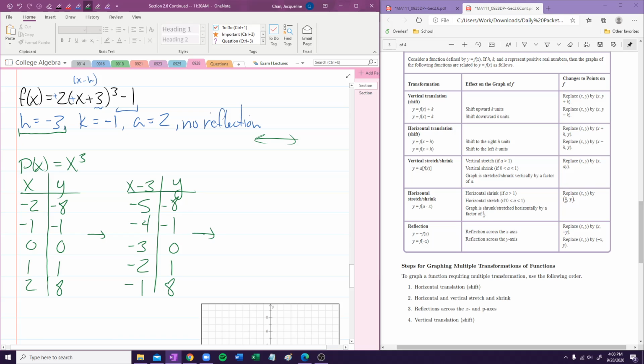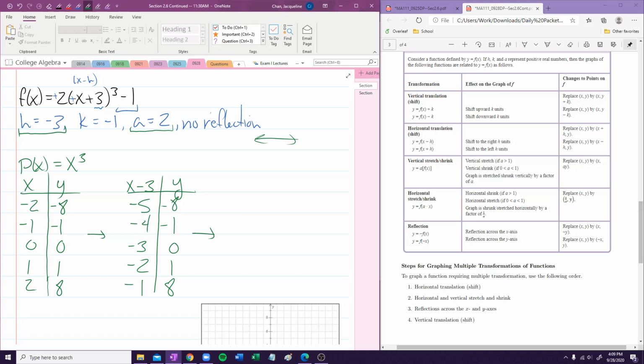Now I'm going to do the horizontal and vertical stretch or shrink. That is my a. We told you there was an a outside and an a inside. They don't represent the same a, so we have to be really careful here. My 2 is on the outside of my x, so it is not bothering it. That means my y values are changing, so I'm dealing with a vertical change. The y value represents the vertical.